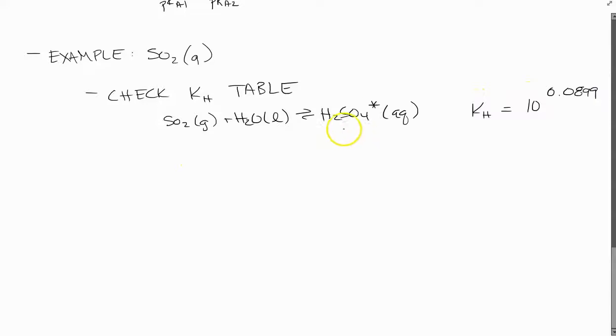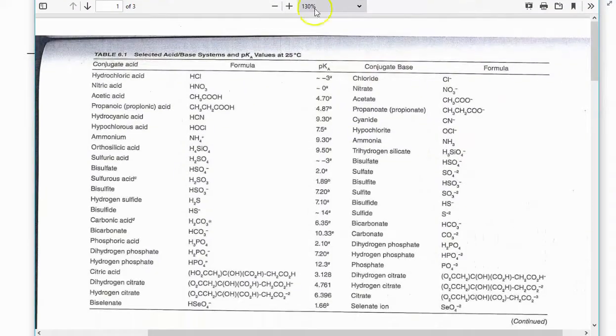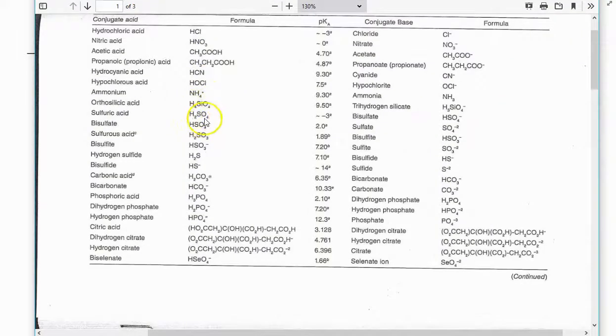Okay, so this looks like an acid. Maybe you don't remember that it's sulfuric acid. So what you can do is go to this table, H2SO4, sulfuric acid, and it has a pKa of -3. You might be like, whoa, what does that mean? You remember back to chemistry, strong acids and bases. -3 is a very, very low pKa. It's a strong acid.